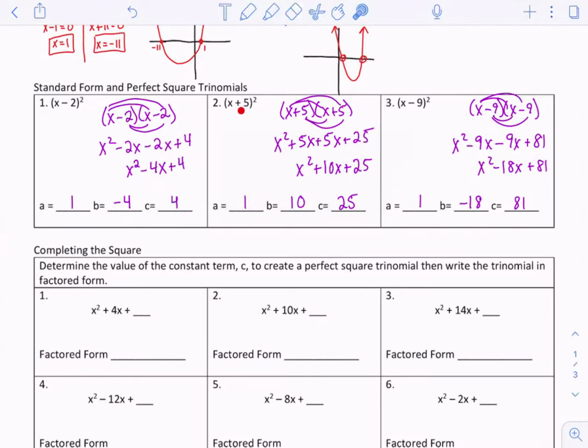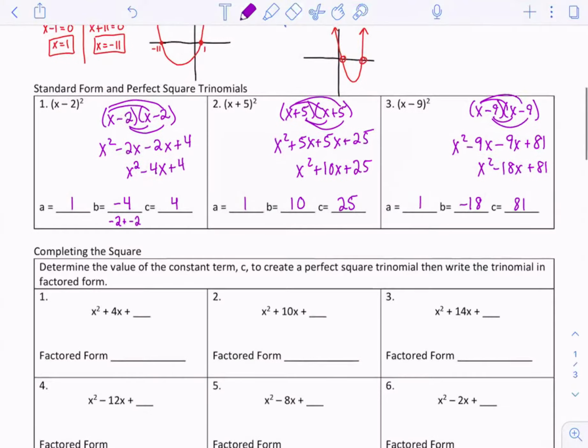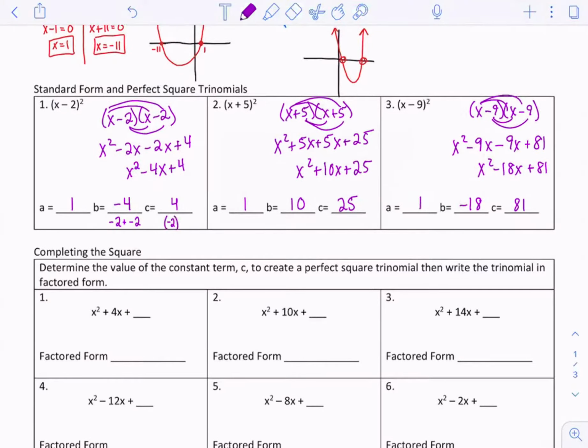When I had a positive 5, I had a 10 and a 25. When I had a negative 9, I had negative 18 and positive 81. So some of you might recognize the pattern here. The pattern is, this is negative 2 plus negative 2, and this one is negative 2 times negative 2.